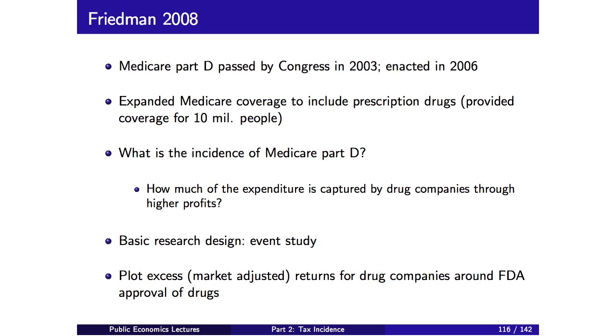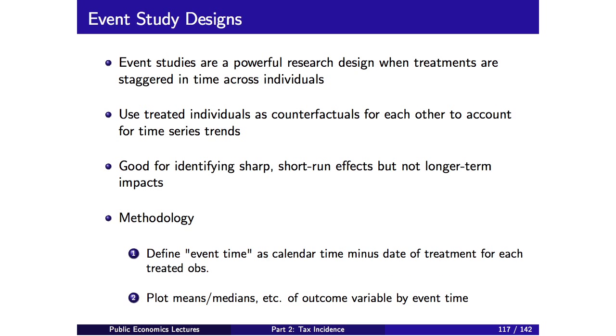So before I show you John's result, let me talk about what the idea of doing an event study is. All right? So event studies are a very powerful research design when treatments are staggered in time across individuals or across companies. So in the case of the drug companies, the key feature is that it's not that there's just one day when a drug gets approved. Your drug might be approved on January 5th, and mine might be approved on March 30th. So there's a lot of staggering across time in this treatment.